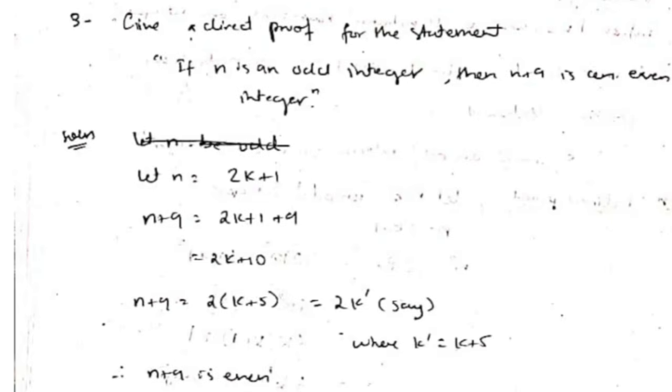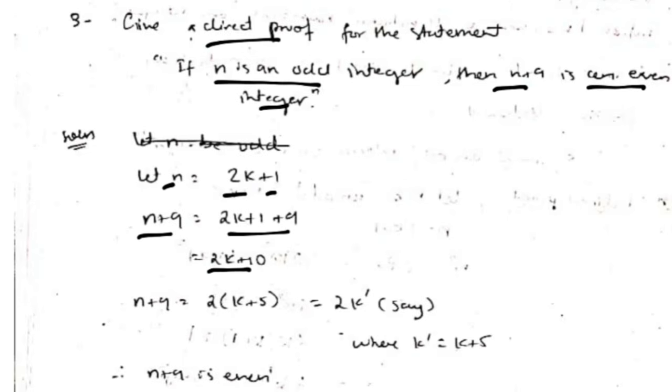In this question we have been asked to give a direct proof for the statement: if n is an odd integer, then n plus 9 is an even integer. Since n is an odd integer, that can be represented as 2k plus 1. If you add 9 on both sides, you will get 2k plus 10, and take 2 as common, so we'll get 2 into k plus 5. So 2 into k plus 5 can be written as 2k dash. So n plus 9 is even.